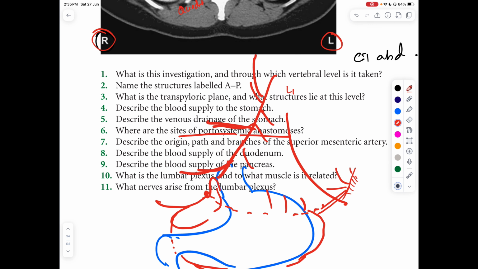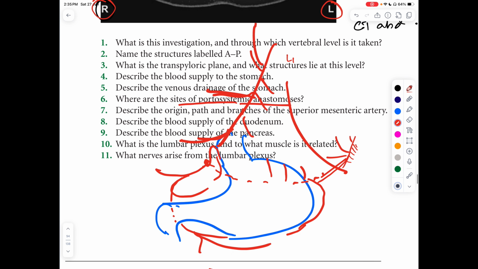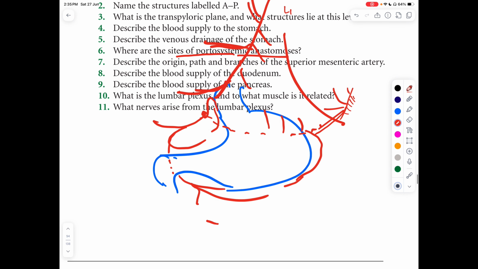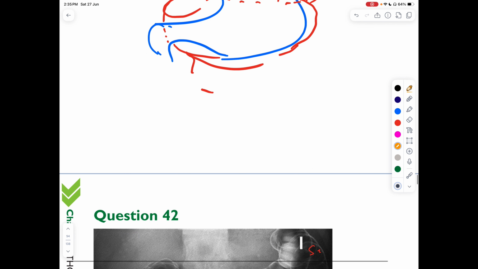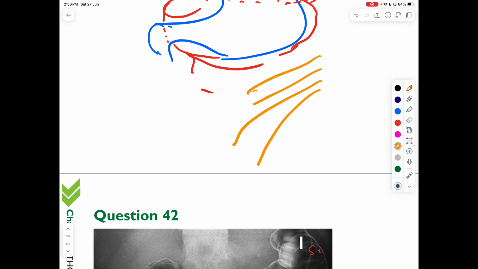The nerves of the lumbar plexus are divided according to position: iliohypogastric, ilioinguinal, lateral cutaneous nerve of the thigh and femoral nerve. These are the lateral nerves. Anteriorly you get the genitofemoral nerve, medially you get the obturator and lumbosacral trunk. So L1 to L5, these are the lumbar plexus. Four lateral, two anterior, two medial.